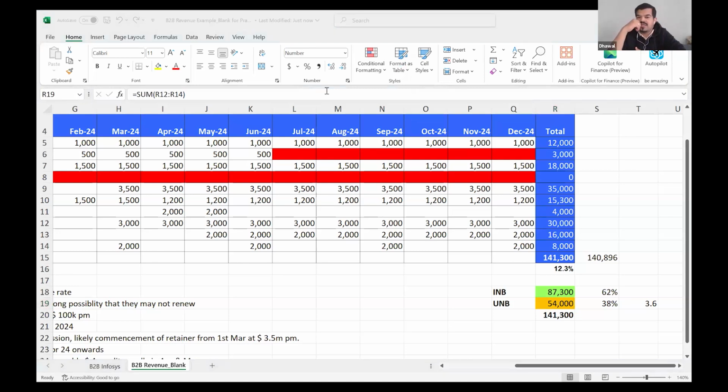Okay, any thoughts, any questions before we move into the next section? So here we just saw one example of a B2B revenue budget.